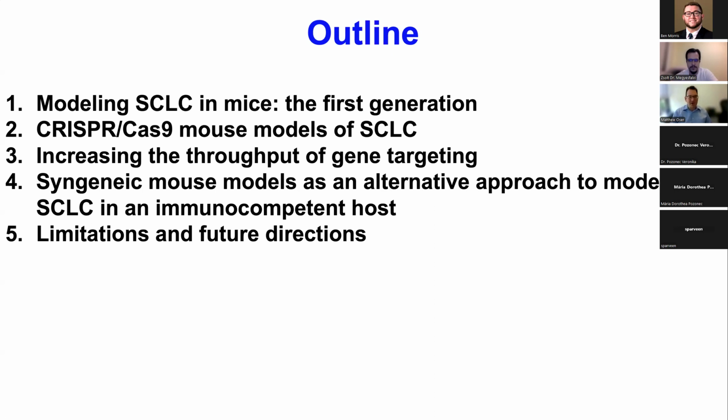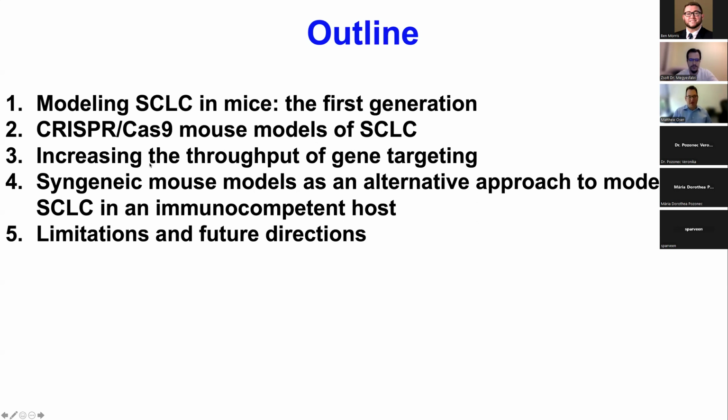And we know a lot more about the complexity genetically, epigenetically, and transcriptionally in small cell lung cancer than has been appreciated over the years. And so this is, I think, an easier way, at least, to start to capture and understand that.